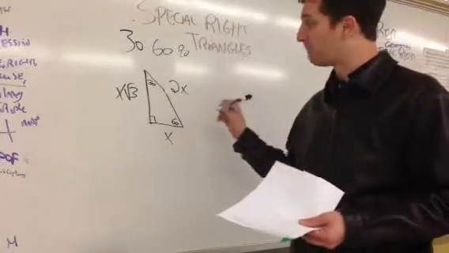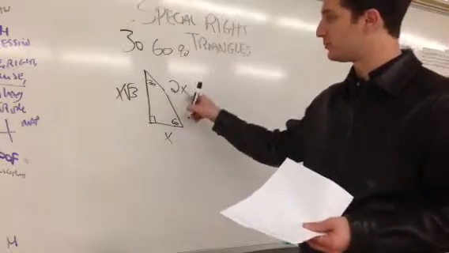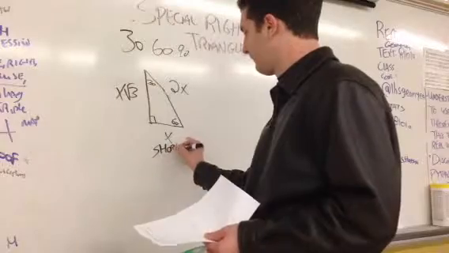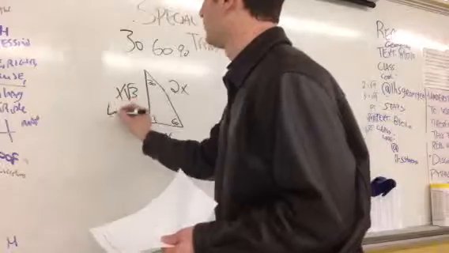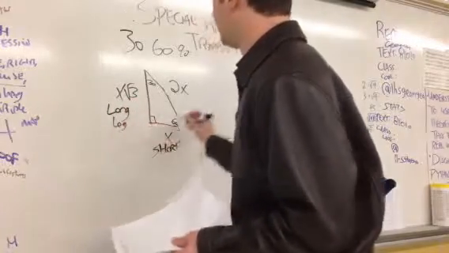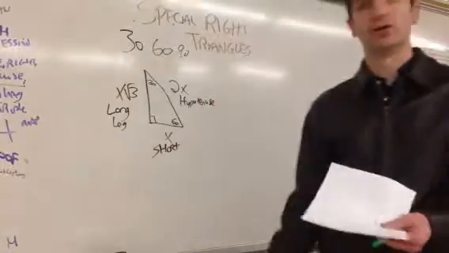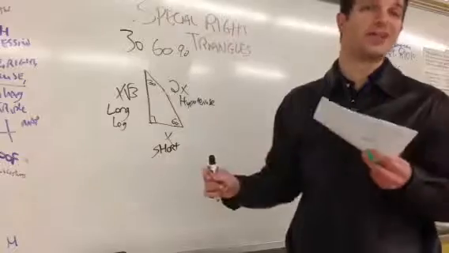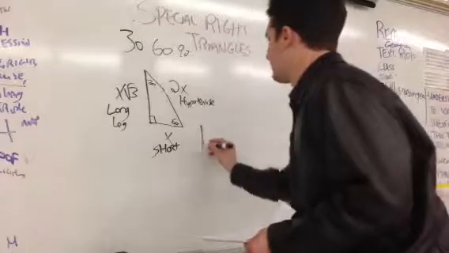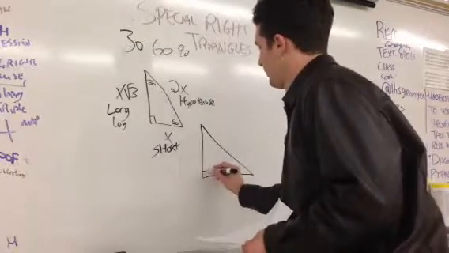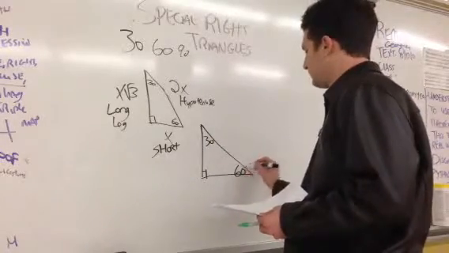If I am given my short leg and I want my hypotenuse, so this is my short leg, this is my long leg, and this is my hypotenuse. Sometimes people get this confused though. This is long leg, so the longer of the legs, not the longest side. The longest side is still the hypotenuse. Okay? All right, so let's call this my 30-degree angle, my 60-degree angle.